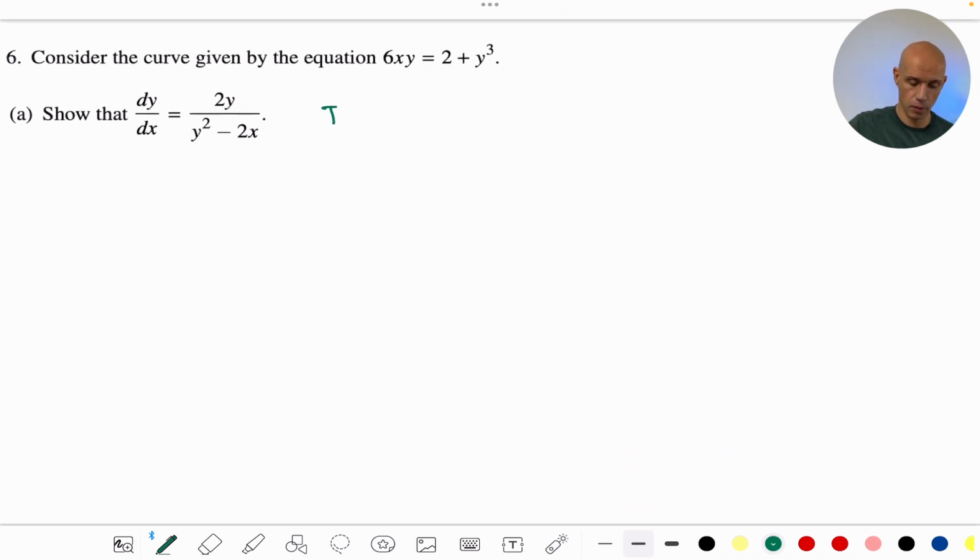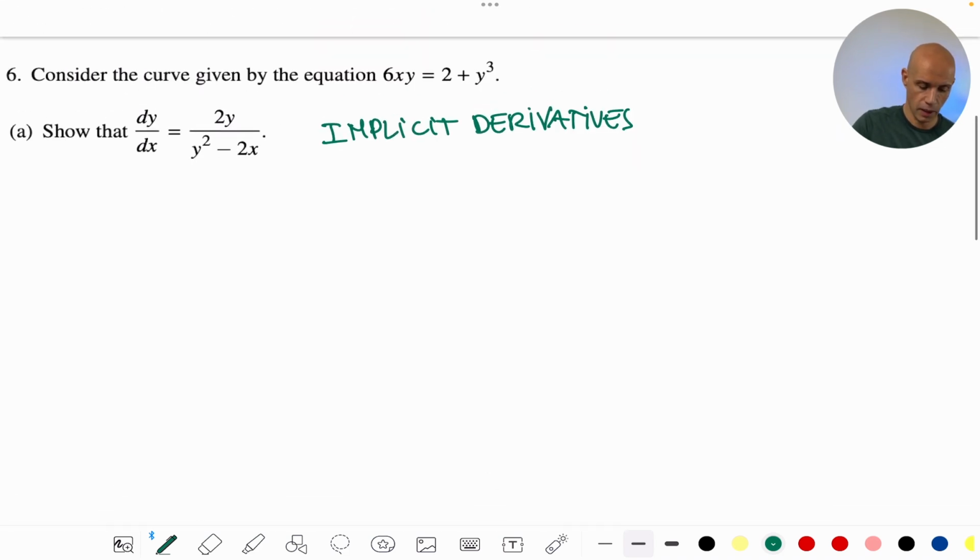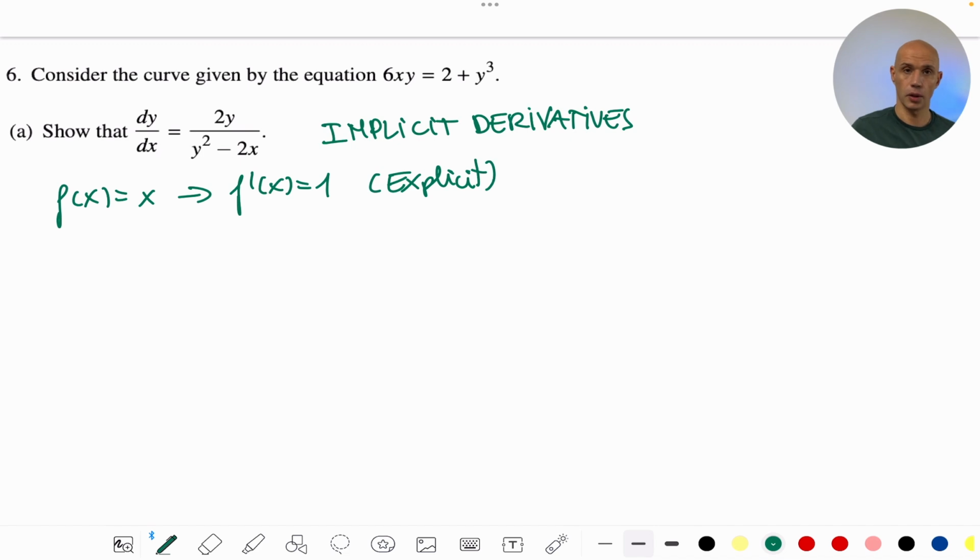So as we said before, we're going to use implicit derivatives. And what does this mean? Okay, let's do a quick comparison. So imagine that we have this function f of x equals x. Well, the derivative is 1. Okay, cool. That's called explicit derivative because you just do it on the go.